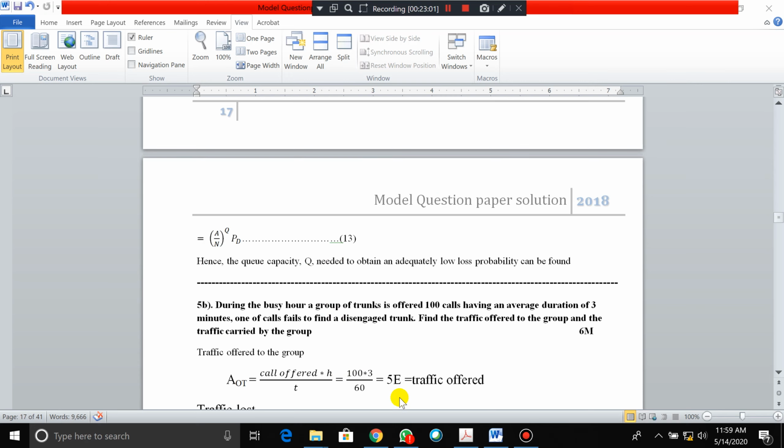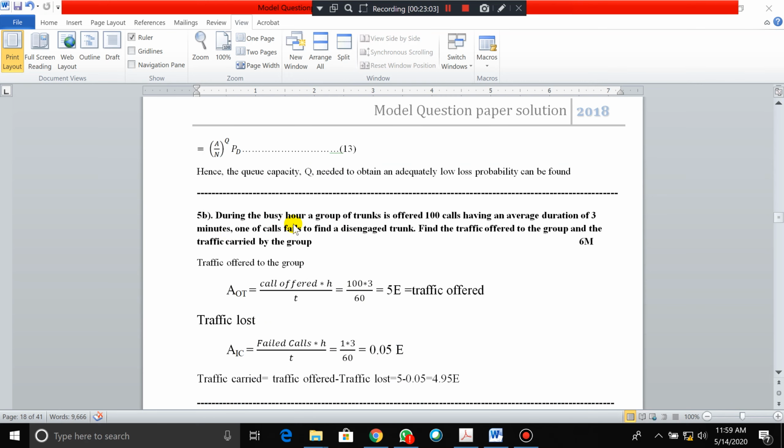Next, this is a problem. It is for 6 marks, and the problem is very simple. During a busy hour, a group of trunks is offered 100 calls with an average duration of 3 minutes. One of the calls failed to find a disengaged trunk. Find the traffic offered to the group and the traffic carried by the group. What is the traffic carried by the group and what is the traffic offered to the group?